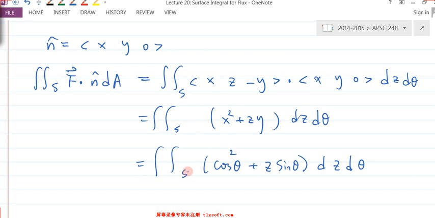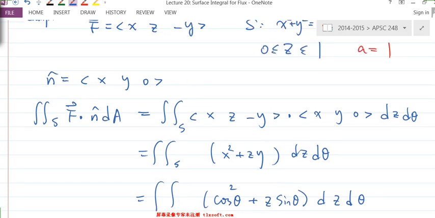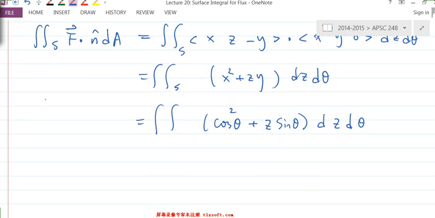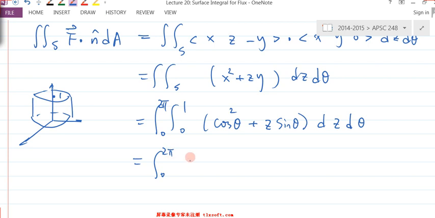And the limit for the z. What does this thing look like? Yeah, z goes from 0 to 1, and theta goes from 0 to pi. Right? Because it's a cylinder. Like this, right? It's a cylindrical surface. Okay, so I don't think this is a tricky integral either. I'll just add one more step here.